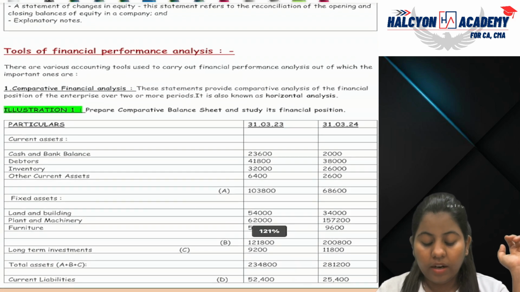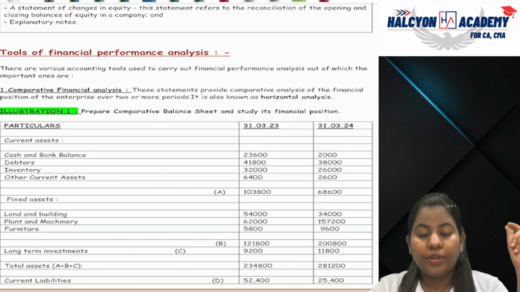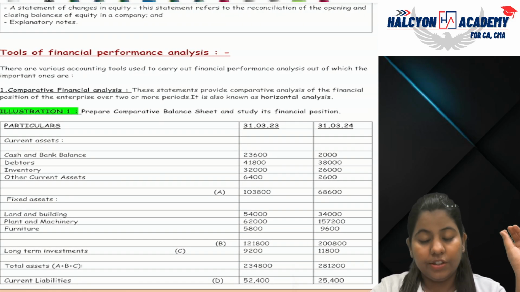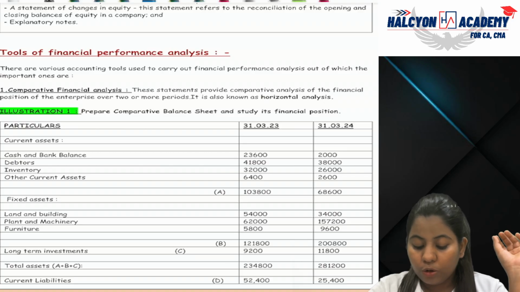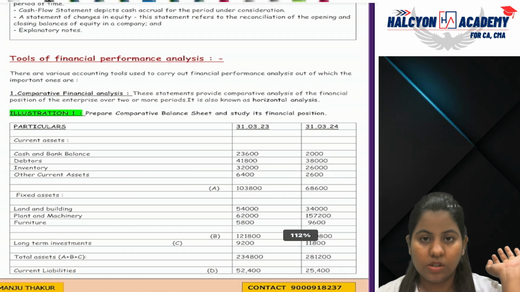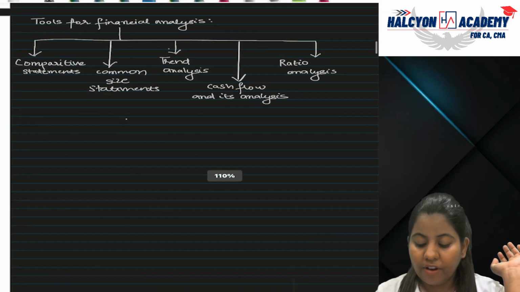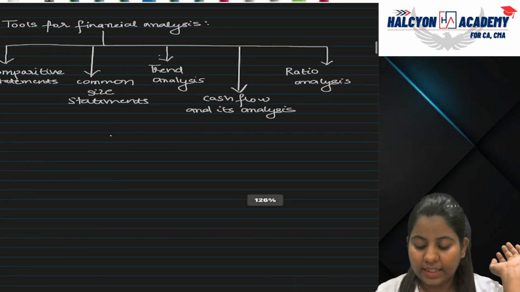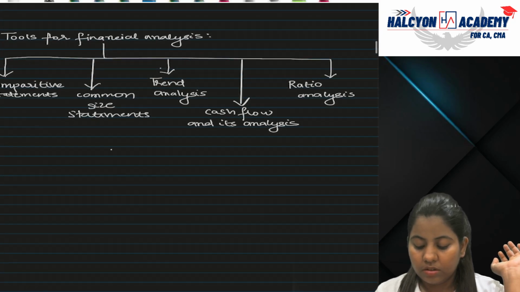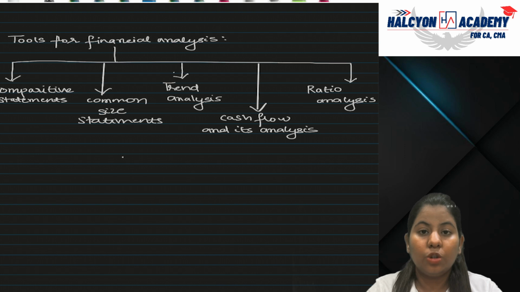Okay, there are total 5 tools. There are various accounting tools used to carry out the financial performance analysis, out of which the important ones are. So we have to study the 5 tools. These tools are used to analyze the financial performance of any organization. See, what are those 5 tools?